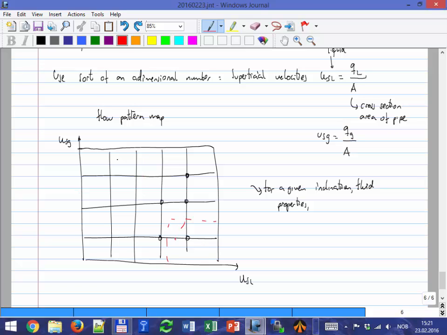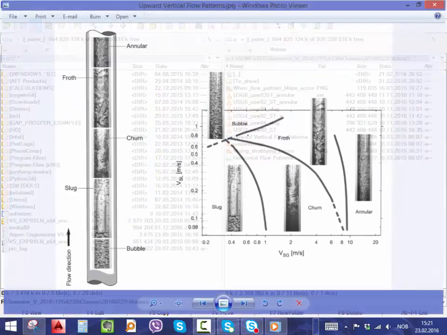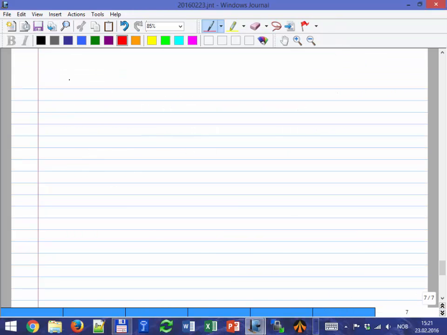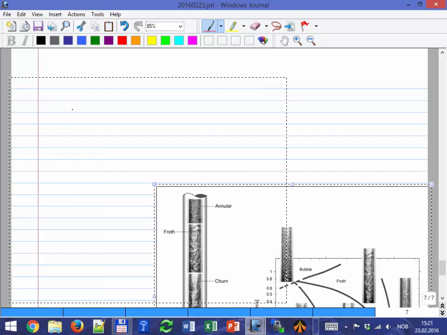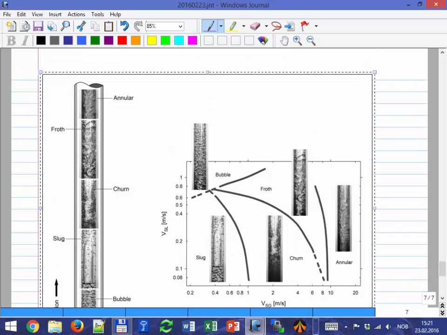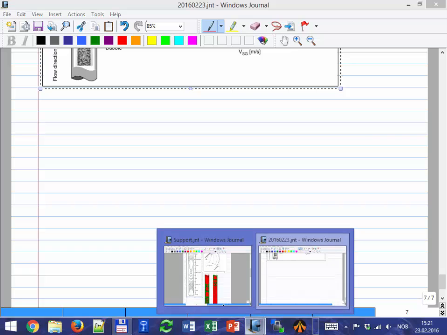The first thing that is done is they identify which flow patterns do I have. I think for that I have a nice drawing. You first map it depending on the range that you have. You see where do I have slug flow, bubble flow, churn flow, froth flow, annular flow. And they try to define the boundary or the division between them. To get these lines, you might imagine that you need a very fine grid because you need to test a lot of combinations.